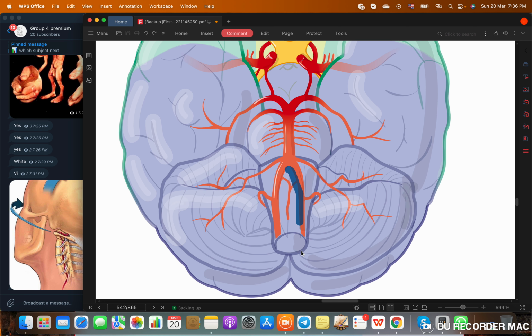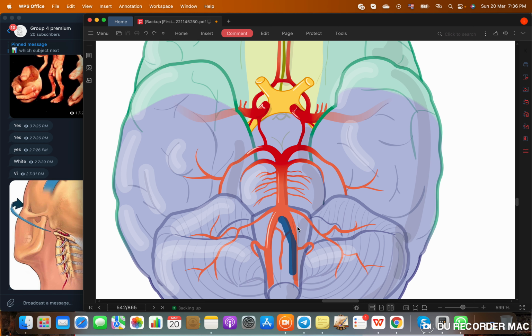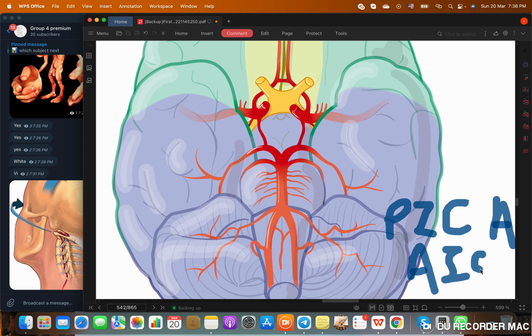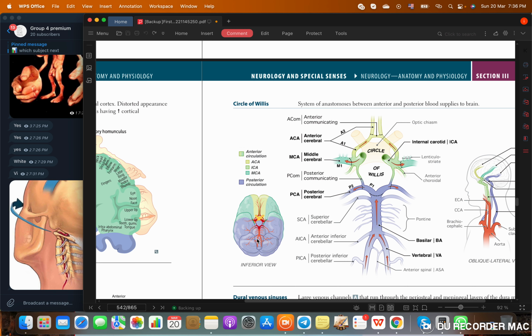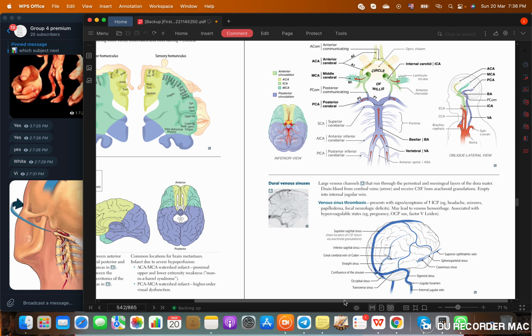However, there are a few things to appreciate, which is something called PICA and AICA. What are these? It's this guy and this guy. They are also called posterior inferior cerebellar artery and anterior inferior cerebellar artery. Why am I even telling you that? Don't worry about it. You will discover in the near future. I just want you for now to know that they exist. Nothing more than that. Okay, good.